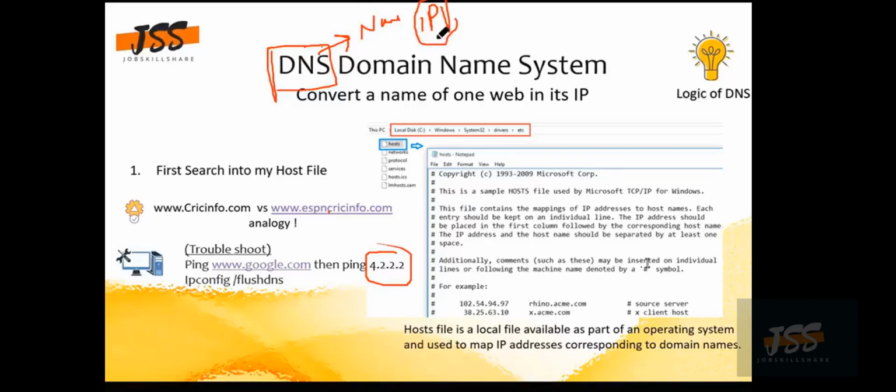But why? Because the next time you search for jobskillshare.org again, it is not going to resolve the same IP, because it already has this information. It's going to cache it, right? Exactly this.